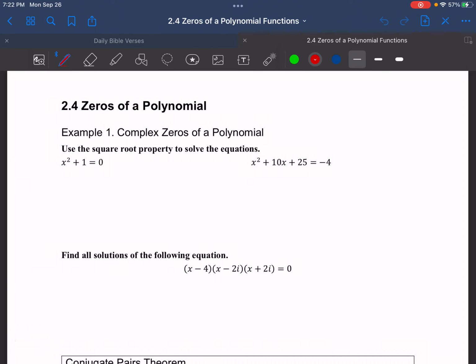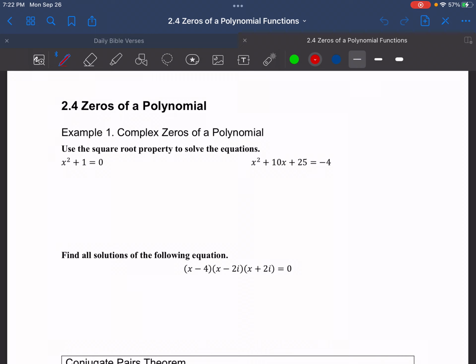All right, here we go. We're going to go through 2.4. It's not horribly long as far as pages go, but it takes a little bit of time. And we're going to look at complex zeros of a polynomial. So now we're getting outside of requiring that we only look at the real solutions, and we're going to look at the complex solutions.